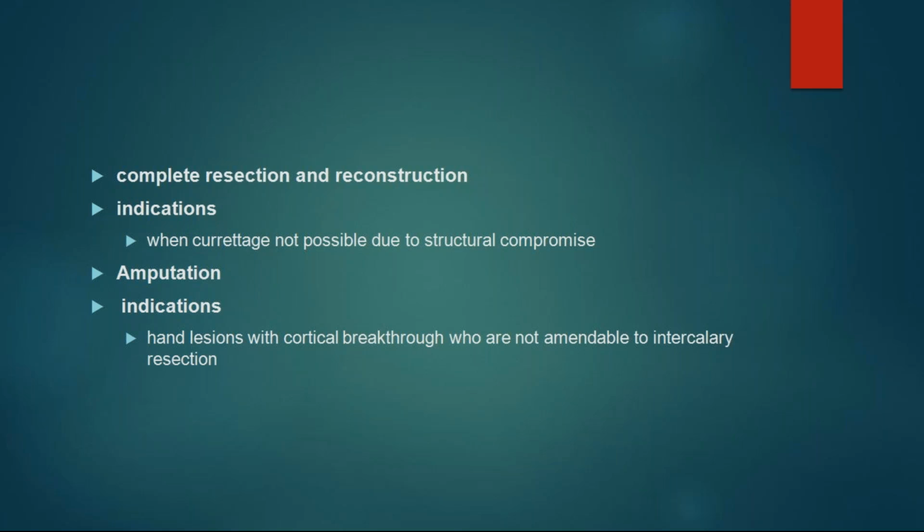And coming to the next one, the final resort is amputation. Amputation is done in hand lesions with cortical breakthrough, which are not amenable for resection. So in lesions which are not amenable for resection, we go for amputation, which is the final resort.